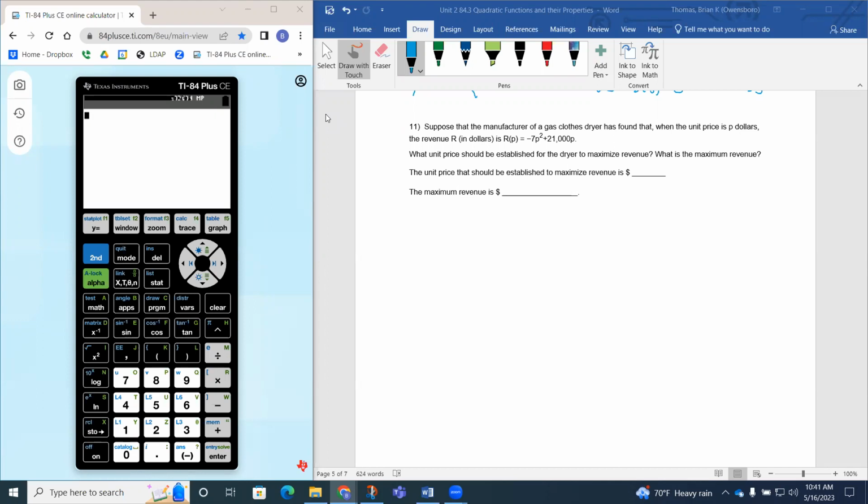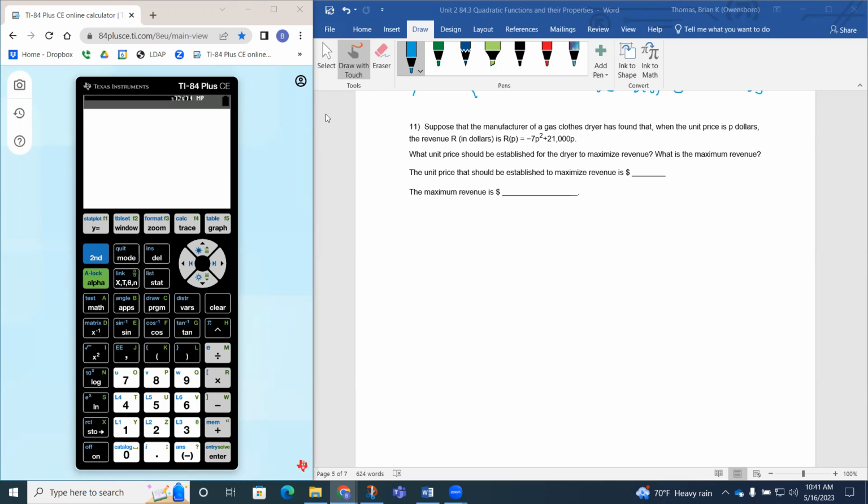So suppose the manufacturer of a gas clothes dryer has found that the unit price is P dollars. The revenue R in dollars is R of P, which is given by the formula -7P squared plus 21,000 P. So again, revenue is the money taken in. By selling a dryer at a certain price, you're taking in so many dollars.